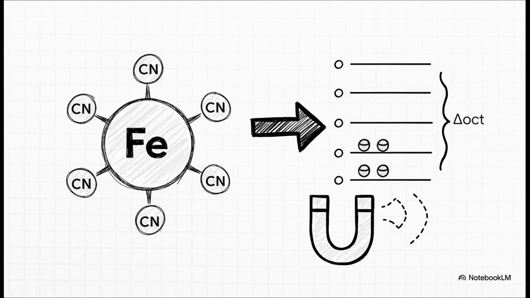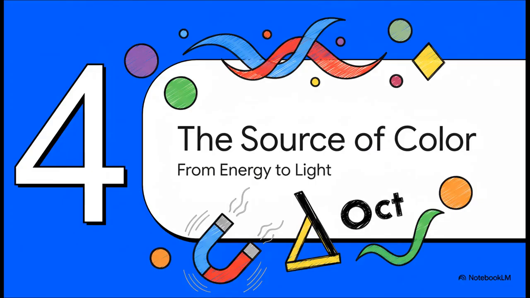So let's swap out the water for cyanide. Cyanide is a super strong field ligand, creating this massive energy gap. Now look what the electrons do. They fill up all the lower orbitals completely before even considering that big jump. This means you end up with 0 unpaired electrons. And that makes the compound diamagnetic. It's actually slightly repelled by magnetic fields. So mystery number 1, magnetism, is solved.